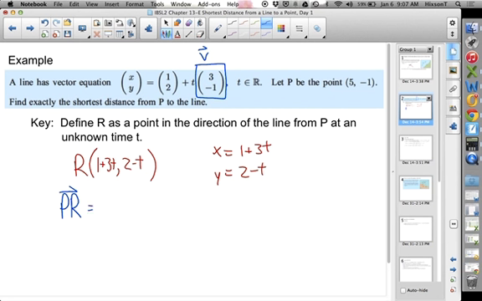Remember when we're finding the vector from P to R, we take the coordinate of R and subtract the coordinate of P. Alright, so 1 plus 3t minus 5 is negative 4 plus 3t. So that's the horizontal component of that vector PR. And then I take 2 minus t, and I subtract the negative 1. So that'll be plus 1. I now have 3 minus t.